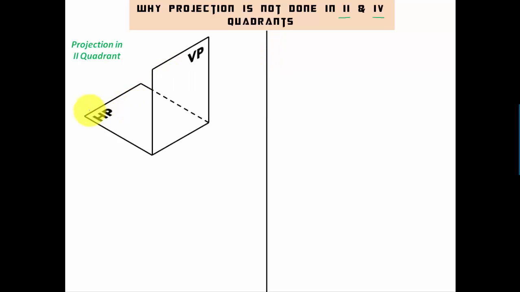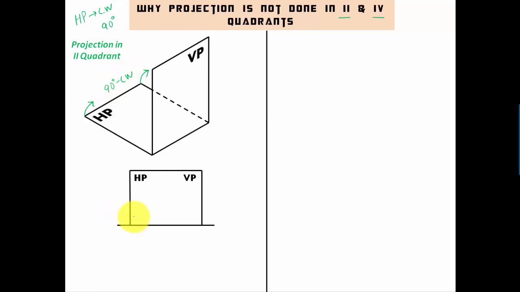Okay, so this is the second quadrant, and we have the rotation protocol. Rotation protocol says that the horizontal plane has to be rotated in the clockwise sense by an angle of 90 degrees, and when you do so, you will see that both of them, HP as well as VP, overlap. So I've written VP over here, HP over here.